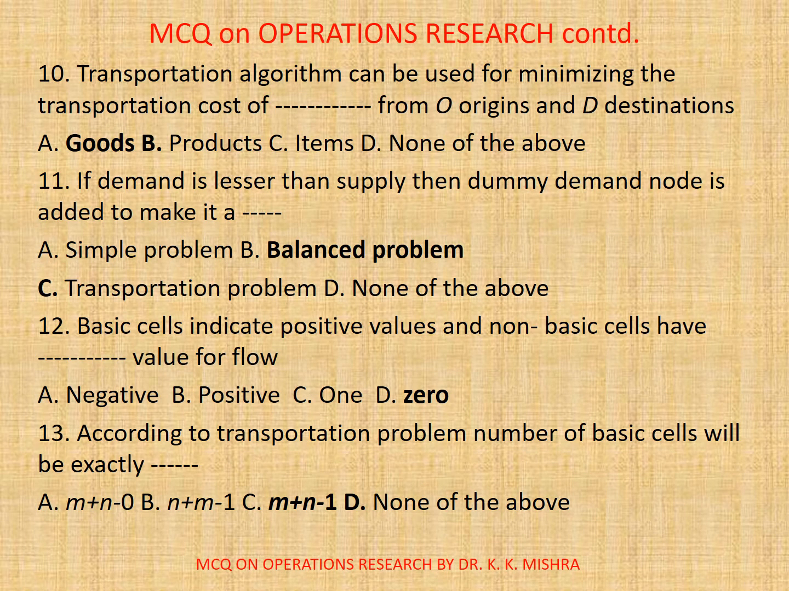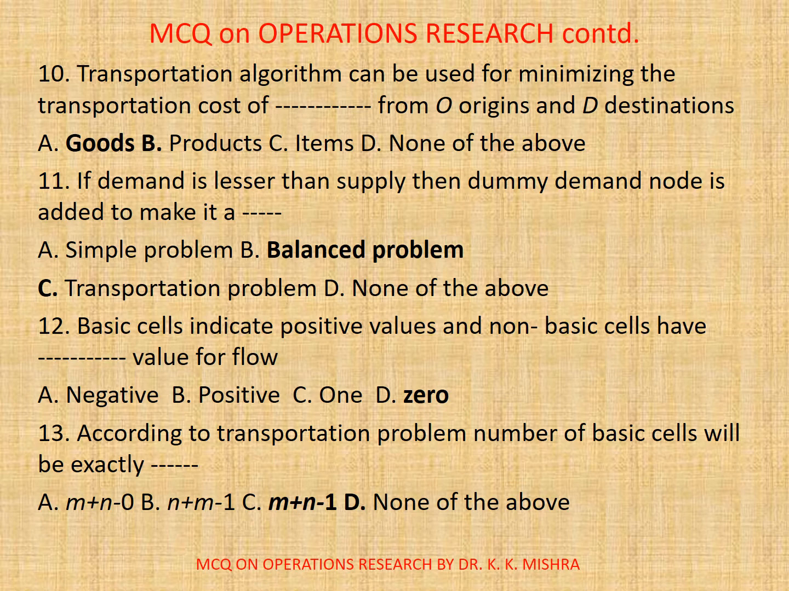10. Transportation problem algorithm can be used for minimizing the transportation cost of dash from O origins to D destinations. A. Goods, B. Products, C. Items, D. None. The correct option is A, goods. 11. If demand is lesser than supply, then dummy demand node is added to make it a dash. A. Simple problem, B. Balanced problem, C. Transportation problem, D. None. The correct option is B.